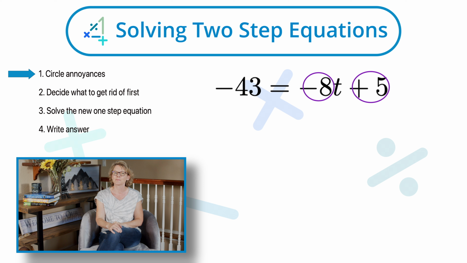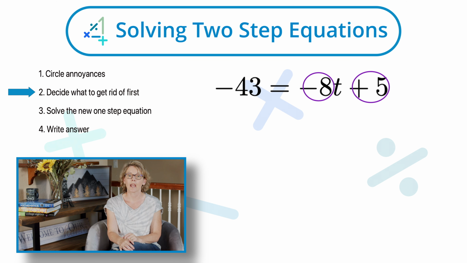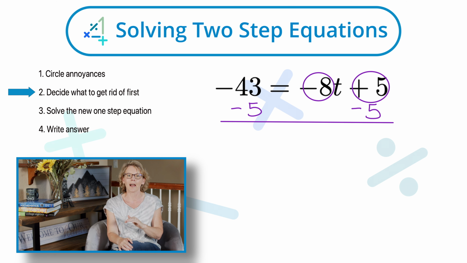I will circle the annoyances so I can really see that if they went away, that t would be by itself. Step 2. Decide what to undo first. We remember to travel farther away from the t. Well, that negative 8 is right next to the t, so we'll go after that plus 5 instead. To undo plus 5, I'll subtract 5 like this on both sides of the equal sign and make my line to separate it from my new equation.